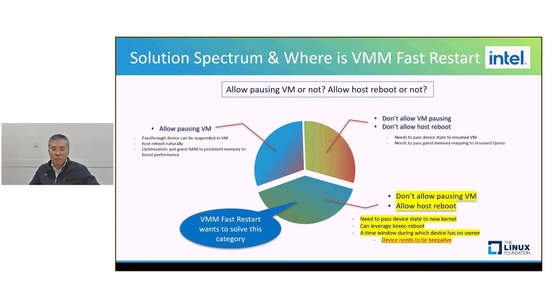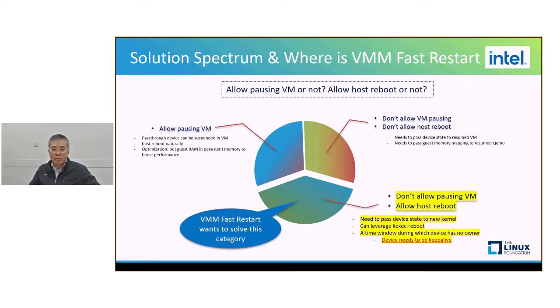If we don't allow pausing the VM, which means we can't require VM cooperation, then we have two further choices. First, don't allow host reboot. Then we can't update the kernel. We can only update the userland VMM, typically Qemu. Here we still need to pass the state of the pass-through device to the resumed Qemu. We also need to pass the guest memory mapping across the restart. Steve from Oracle also had a proposal for this case.